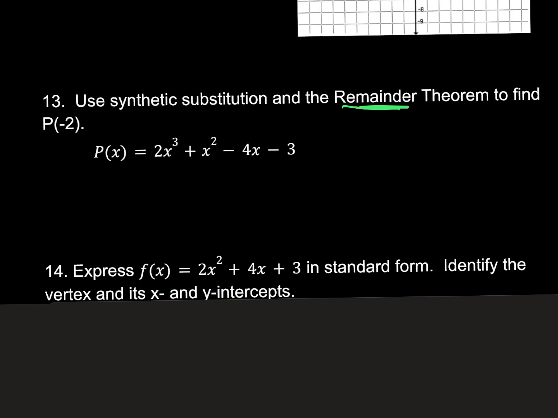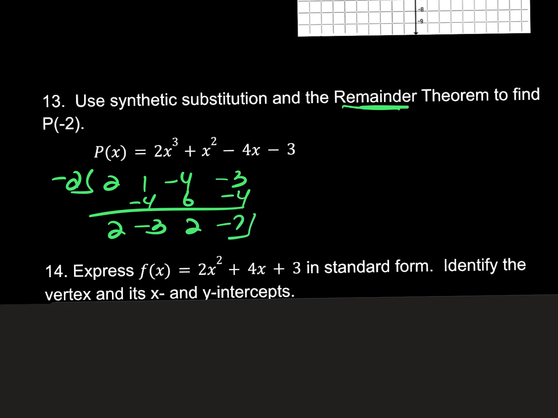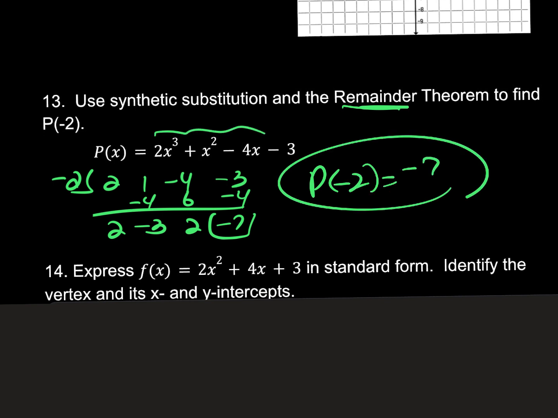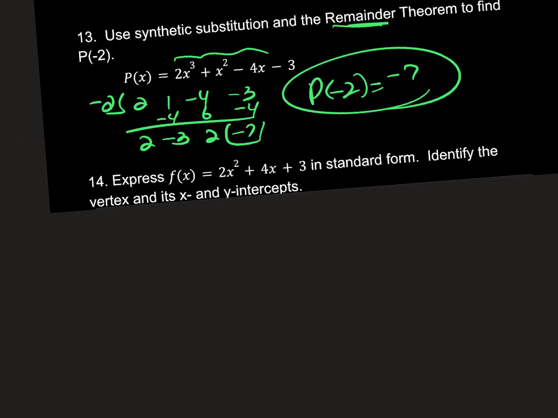Okay, so I'm going to put negative 2 in the box. I'm going to go 2, 1, negative 4, negative 3. Bring the 2 down. That's negative 4, negative 3, 6, 2, negative 4, get negative 7. So the way you write your answer, if you were to plug in negative 2 in for all these x's, you would get negative 7 when you worked it out. That's what I want you to do.